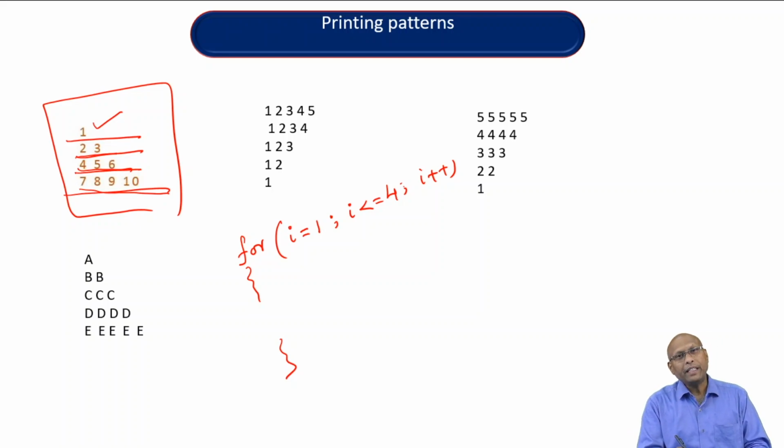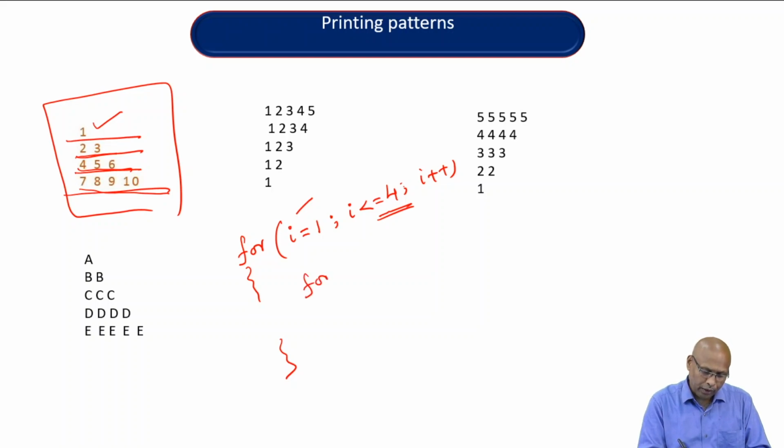How many times does it have to print? In every row, it has to print that many unique numbers. If the row number is 1, it has to print only 1 number. If the row number is 2, it has to print 2 numbers. If the row number is 3, 3 numbers. If the row number is 4, 4 numbers. So, my outer loop repeats 4 times, no doubt, but the inner loop depends upon the value of i.